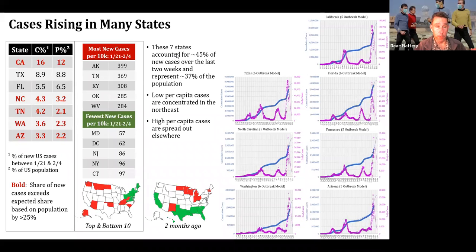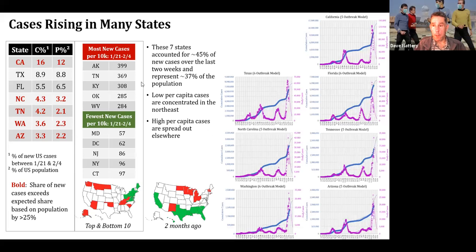I've been doing this with 7 states. For a while I was doing it with 3 states because there were just 3 that represented such a big fraction. These 7 states are a little bit less than half the new cases. They represent a little bit more than a third of the population. So they're contributing more cases than you'd expect based on population, but it's not the dramatic difference that it was earlier in the pandemic, as the pandemic was moving around. It still remains pretty broadly distributed in the U.S.